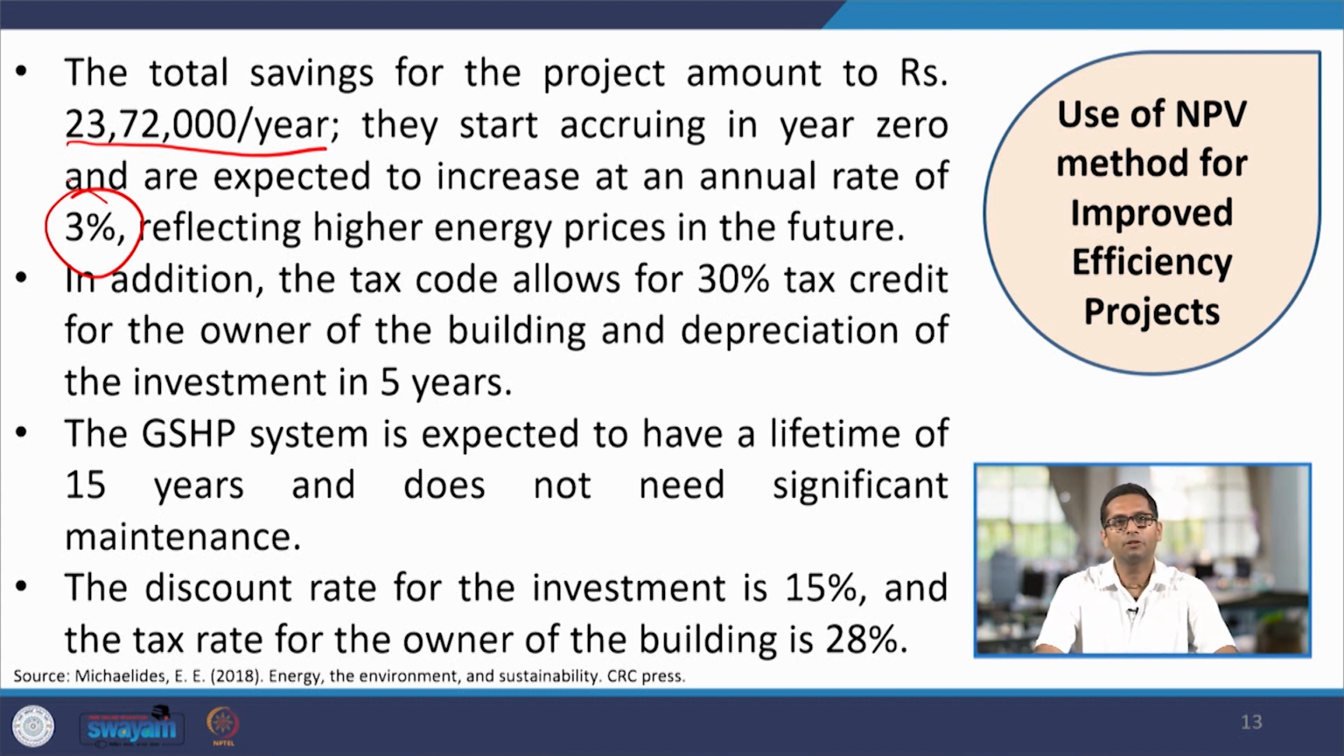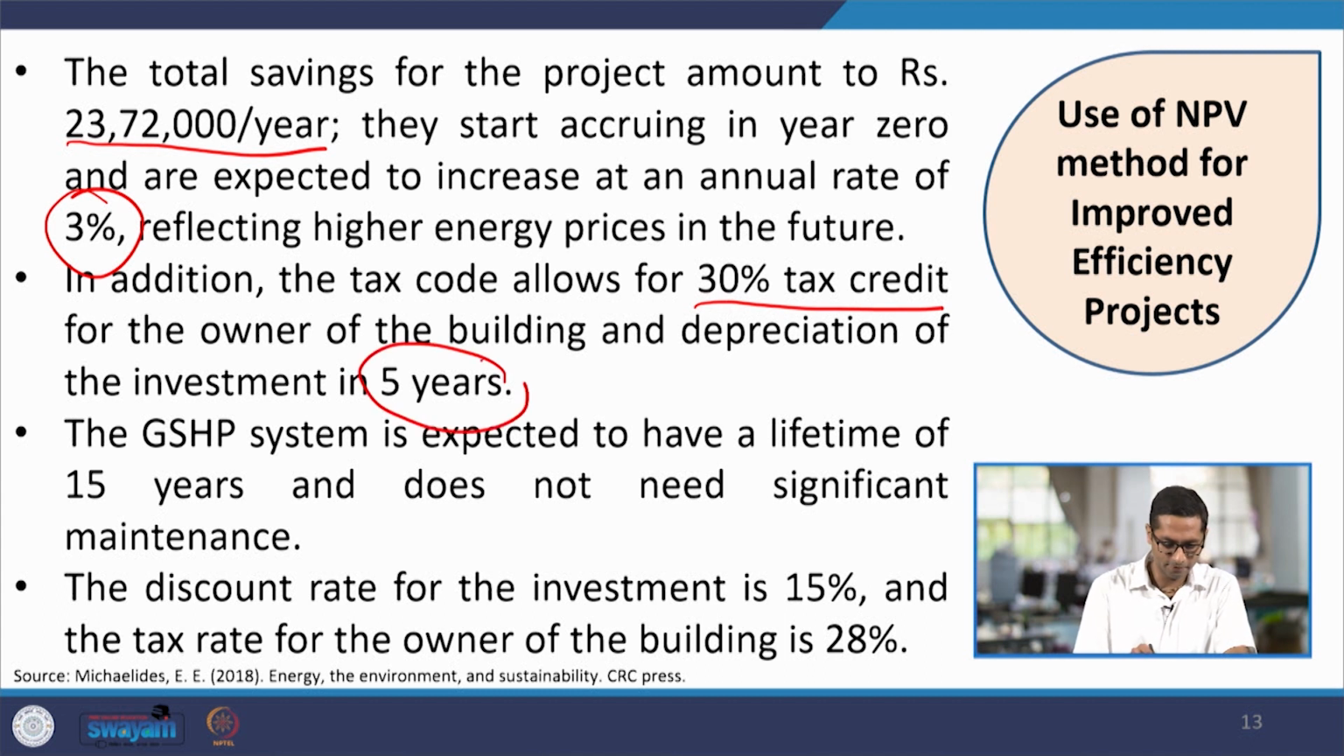Further, because of the country's policy, it also allows a 30% tax credit on a technology update like this, because this helps in bringing down the electricity consumption and brings down the overall load on the power plants that are there. So the government has a policy that it will give a 30% tax credit on any investment like this. A further credit is given by the government in the form of an accelerated depreciation, which can happen over the span of 5 years.